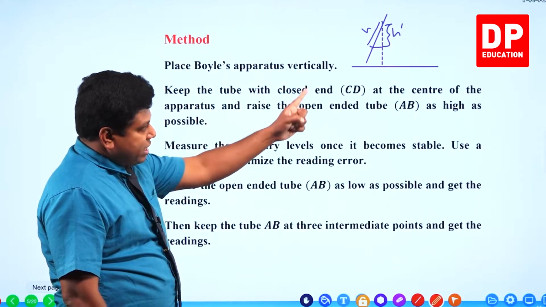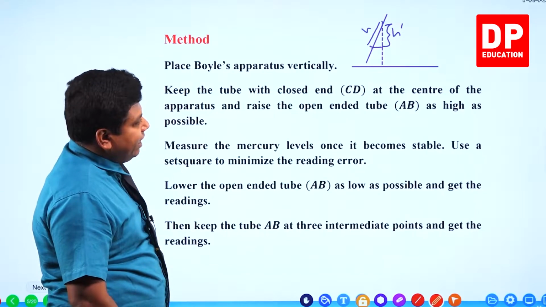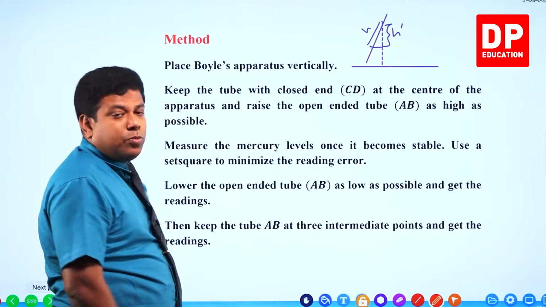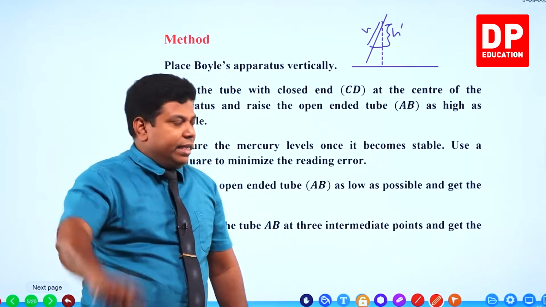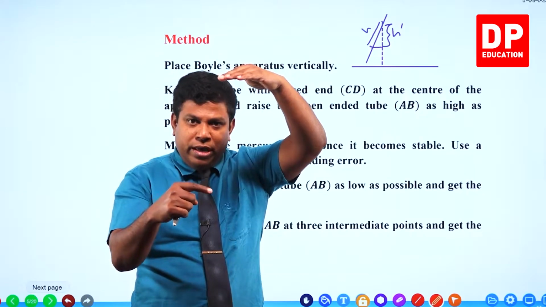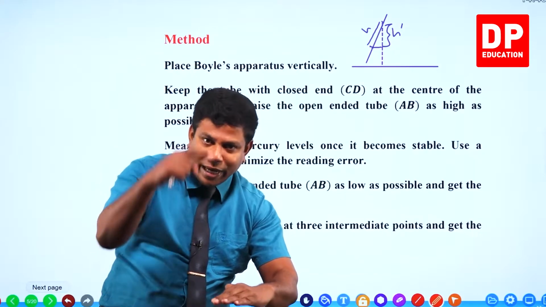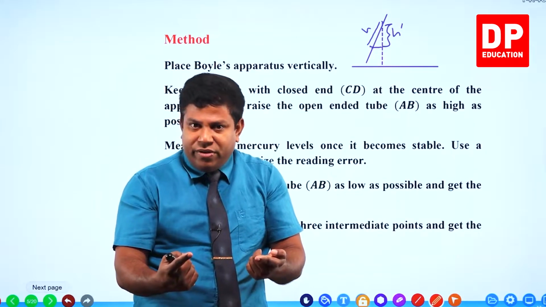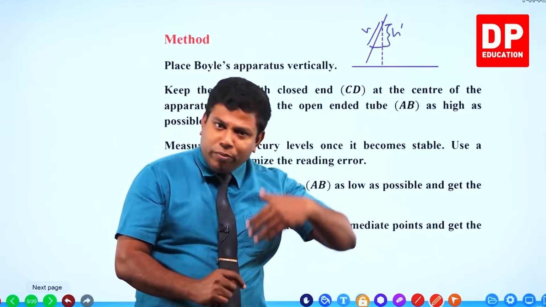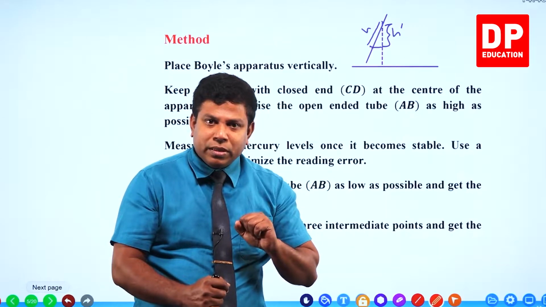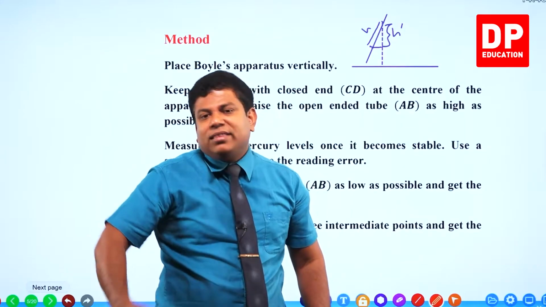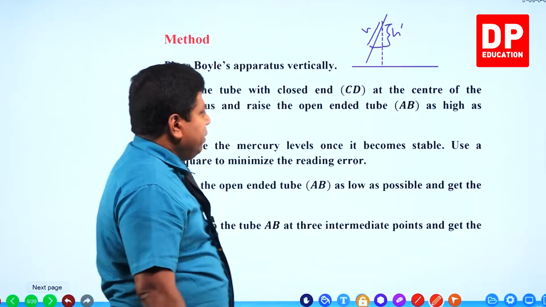Keep the tube with closed end at the center of the apparatus and raise the open-ended tube, the other side, AB, as high as possible. Take the maximum height with AB, because then you get an H, then bring it to the lowest point, you get another H. We are going to draw a graph. Usually at least 4 points will be required to draw a graph. To improve the precision, we will take 5 points. So take the highest point, take the lowest point, and in between you can take 3 points. This is what we are going to do.